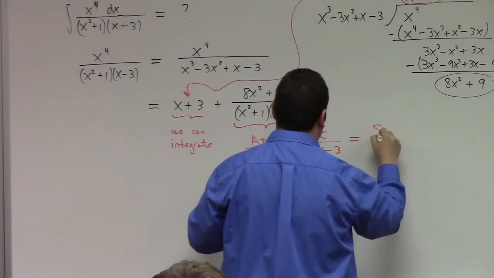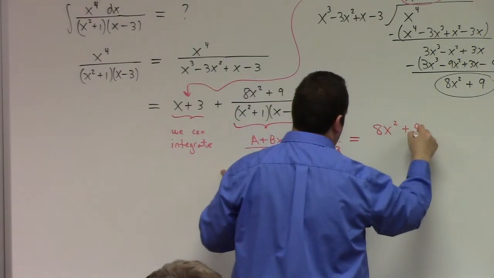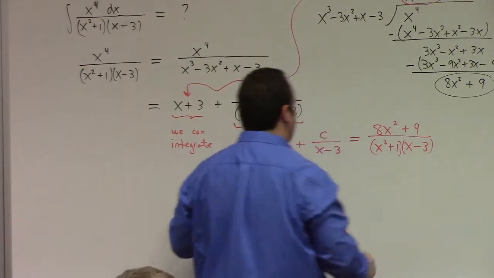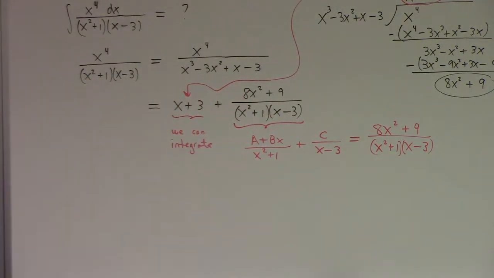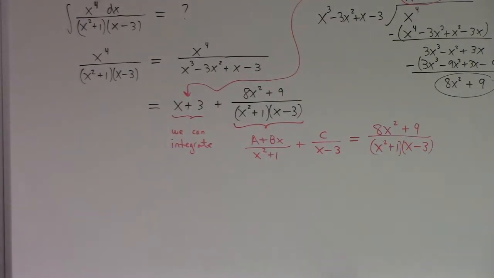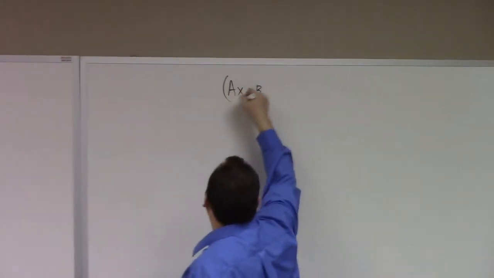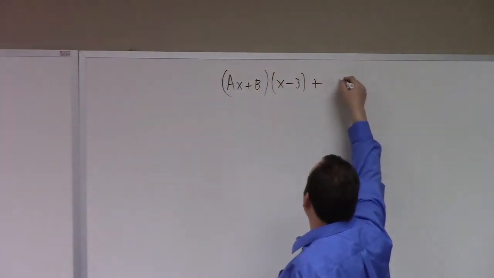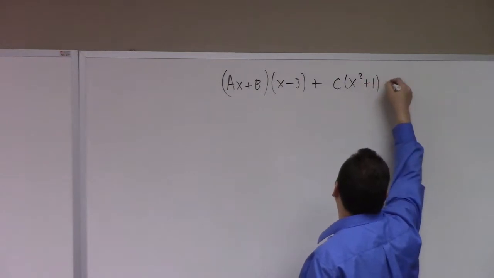All right, 8x squared plus 9 over x squared plus 1 times x minus 3. So how do we solve that? The usual thing, right? Multiply by the denominator and work it out. I'll do that over here. So we get ax plus b times x minus 3 plus c times x squared plus 1 equals to what?